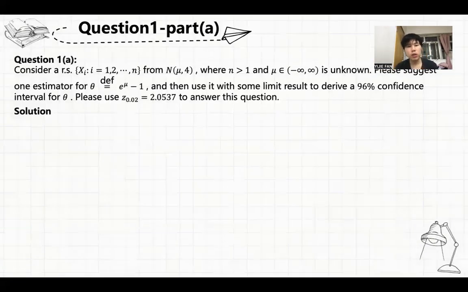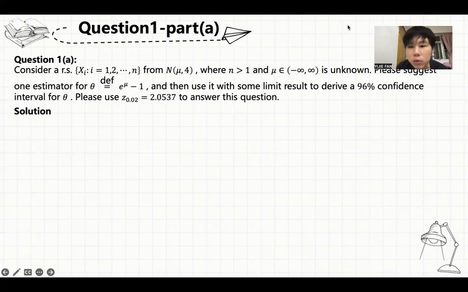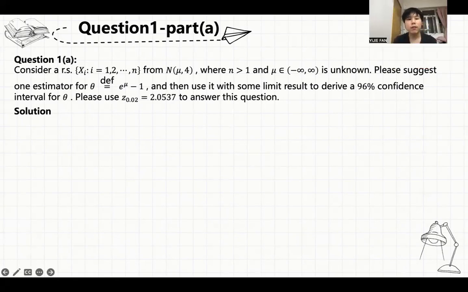Okay, first we start at question 1. In question 1, we need to find an estimator for theta, which is defined as mu minus mu power to e minus 1.